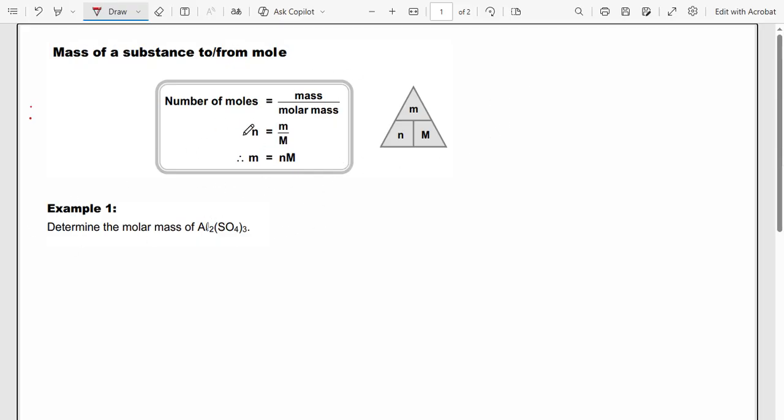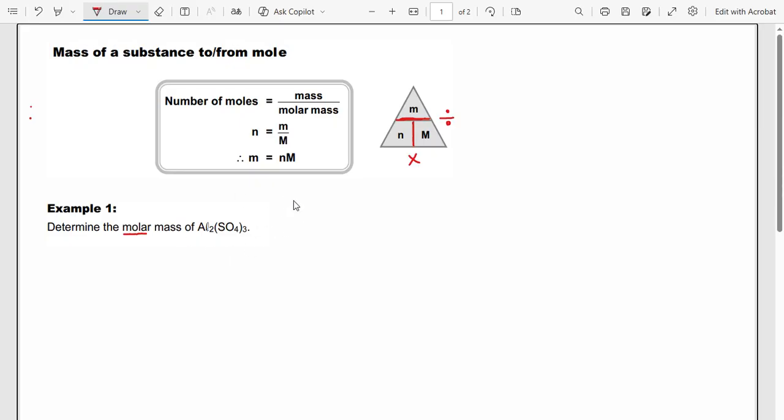Now this is the formula that we're going to use. We can definitely use this triangle to memorize it, if you can remember that this part is a division and this part is a multiplication. We'll definitely work on that. How do we determine the molar mass of aluminium sulfate?